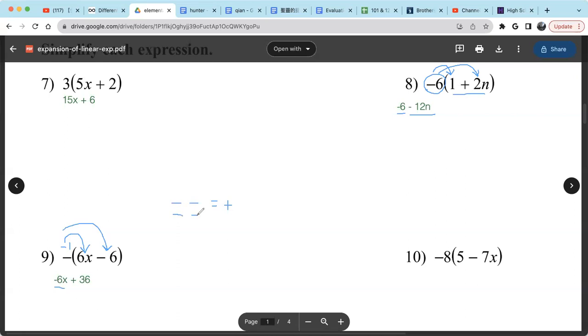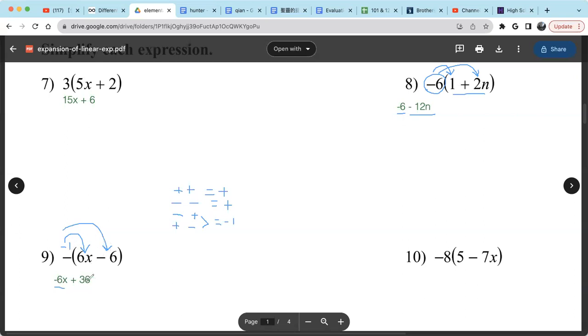Negative times positive, or positive times negative, those two stay negative. And of course, positive times positive stays positive. Okay, so that's why negative 1 times negative 6.